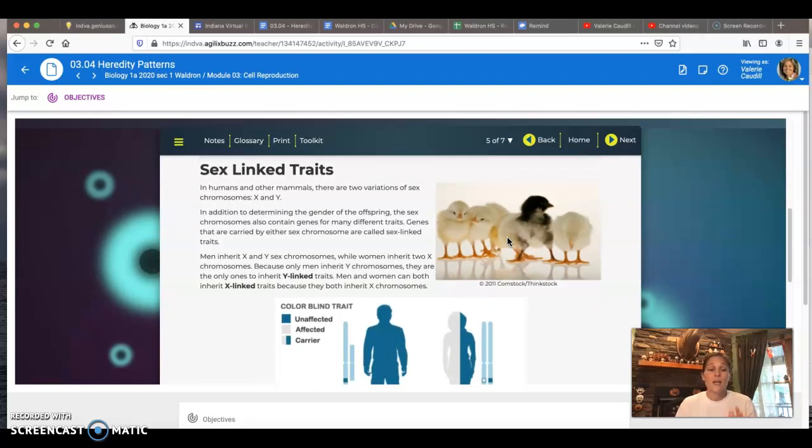So some of our traits are found on our X or Y chromosome. We all have 23 pairs of chromosomes. 1 through 22 are considered our autosomes, our non-sex chromosomes, while chromosome number 23 are our sex chromosomes. If a person is female, that person has 2 X's. If a person is male, they've inherited an X and a Y. And so there are certain features that we inherit that are coded for by those chromosomes. So any trait that's connected to the X or Y chromosome is considered a sex-linked trait.